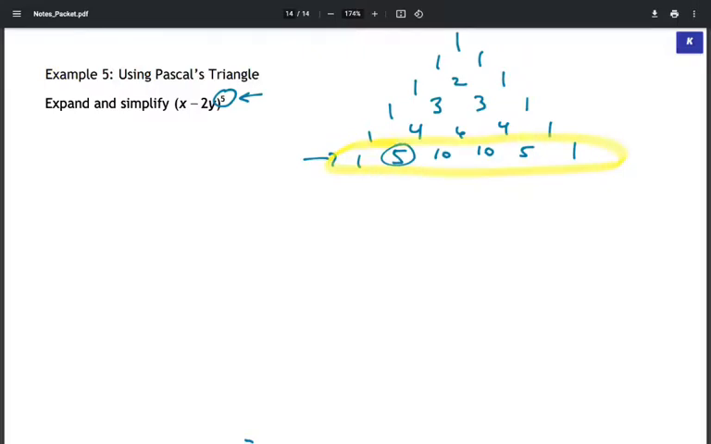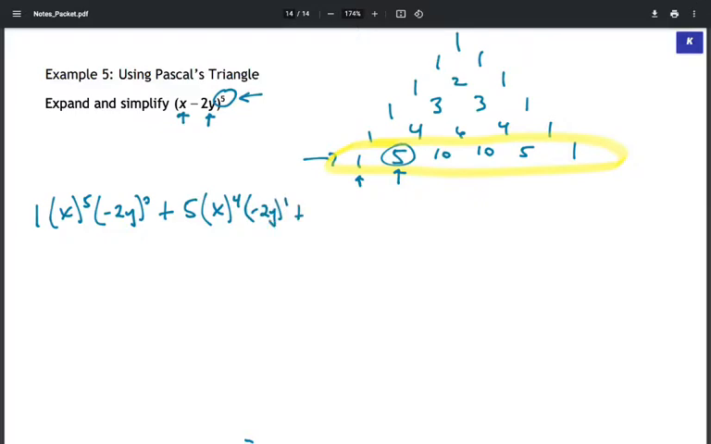So we'll start off with 1, because this row starts with 1. And then you're going to take that x and raise it to the highest power, so x to the 5th. And then that negative 2y will be raised to the lowest power, which is 0. And then you're going to do plus. Now we'll go to the second term, so 5. X is now going to decrease by 1, and the negative 2y will increase by 1.